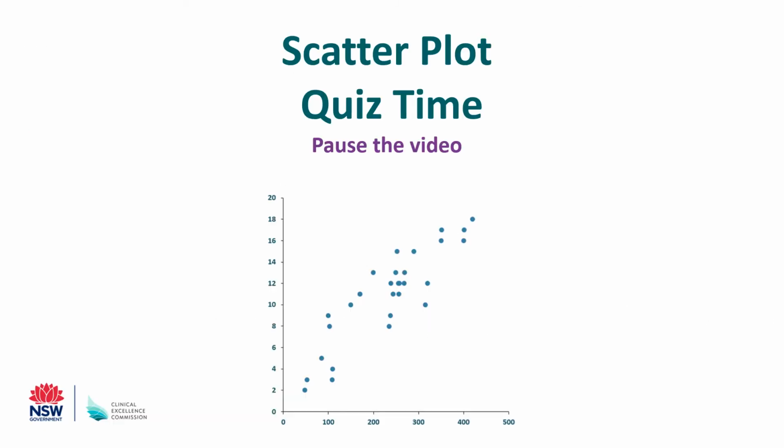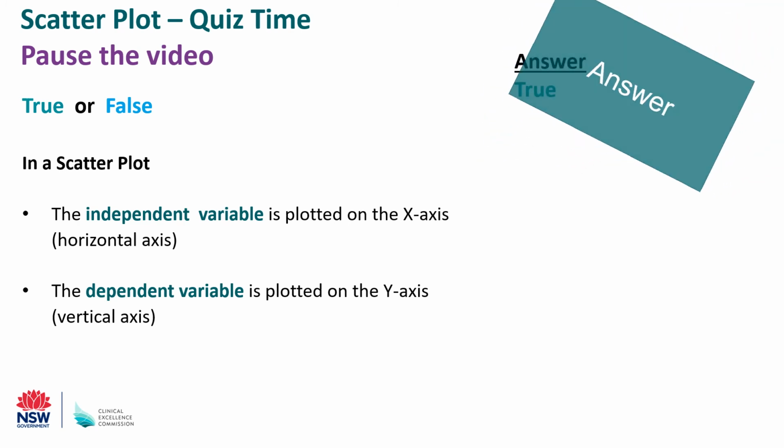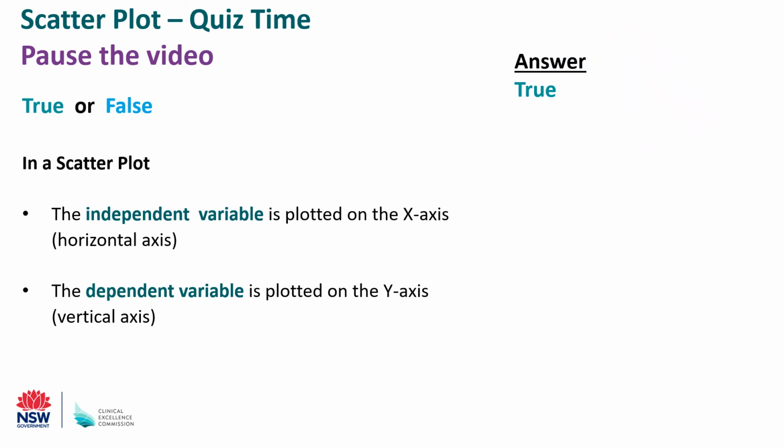It's now the scatter plot quiz time to test your knowledge. Please feel free to pause the video if you need more time. So true or false? In a scattergram, the independent variable is plotted on the x-axis, the horizontal axis, and the dependent variable is plotted on the y-axis, the vertical axis. True or false? And the answer is true.